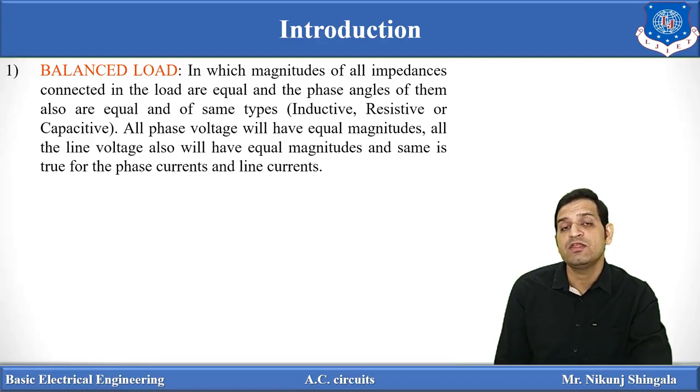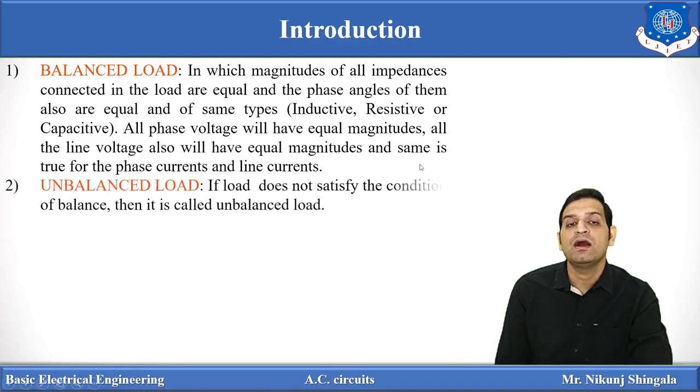All the phase voltages will have equal magnitude. All the line voltages will have equal magnitude. The same is true for phase current and line current. Now these four terms, phase voltage, line voltage, phase current and line current, will be clear in this lecture. And the next one is an unbalanced load. If the load does not satisfy the condition of balance, then it is known as an unbalanced load.